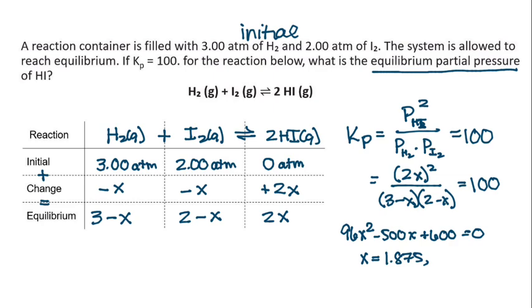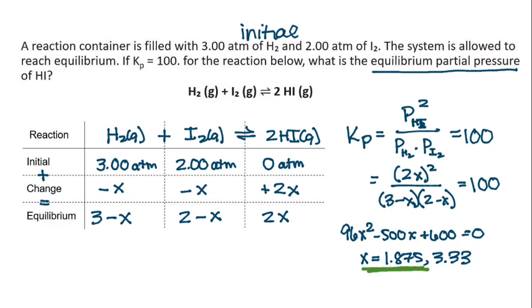1.875 and 3.33. Now, a quadratic equation produces two roots, but only one of them is chemically reasonable. We see here that this first one, 1.875, is the only one that would make sense. Because, for example, if we looked at the H2 and x were 3.33, we would do 3 minus 3.33, and that would be a negative partial pressure, which is chemically impossible. Okay, so now we've solved for x, which equals 1.875.